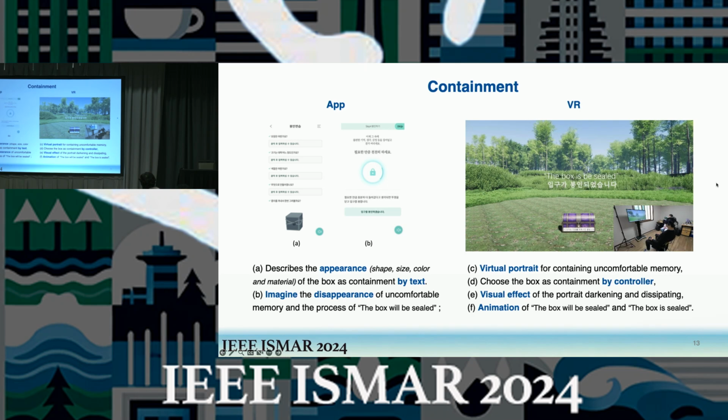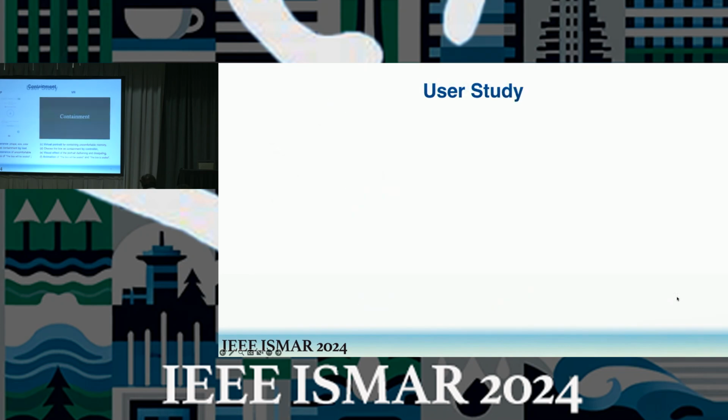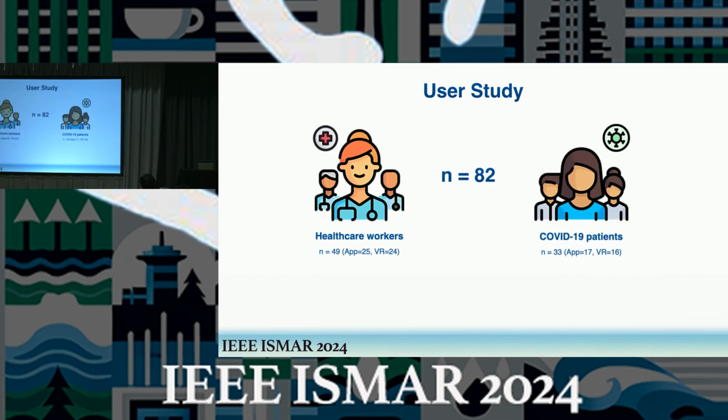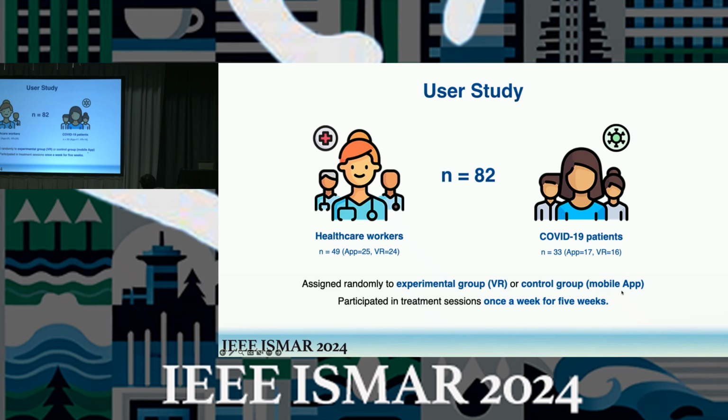This is our 3 VR interventions. To evaluate our VR intervention, we designed an experiment that involved a total of 82 participants, including healthcare workers and COVID-19 patients. They were assigned randomly to the experimental group or the control group, and they participated in treatment sessions once a week for 5 weeks.